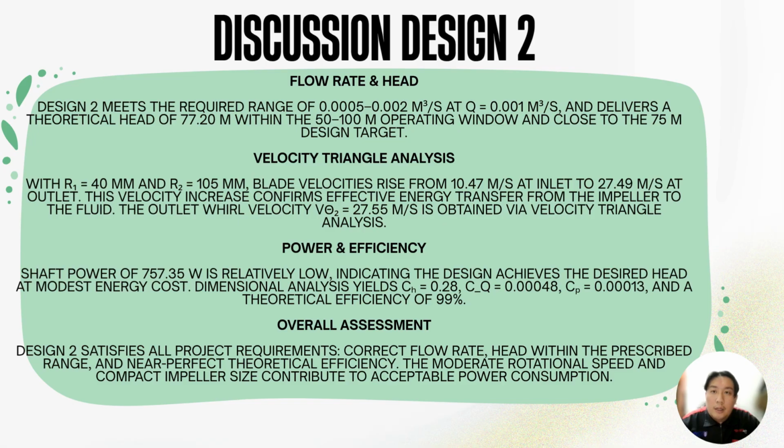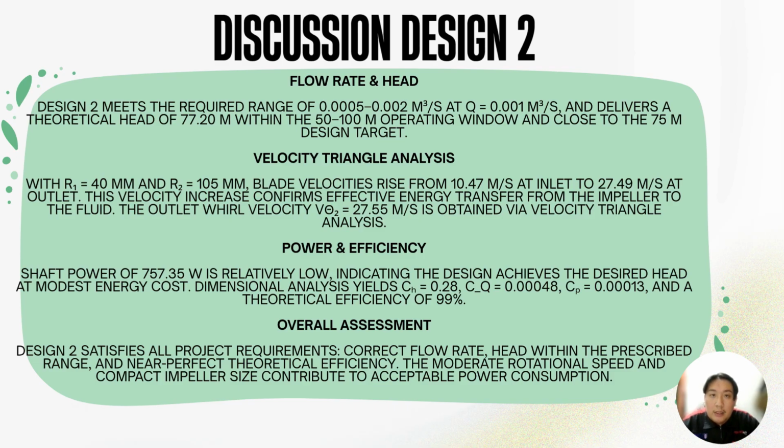Okay, now I will present the discussion about design two. The first one is flow rate and head. Design two meets the required range of 0.005 to 0.002 meter cube per second at Q 0.001 meter cube per second and delivers a theoretical head of 77.20 meters, within the 50 to 100 meter operating window and close to the 75 meter design target.